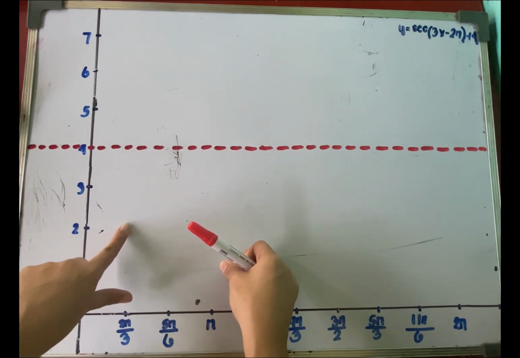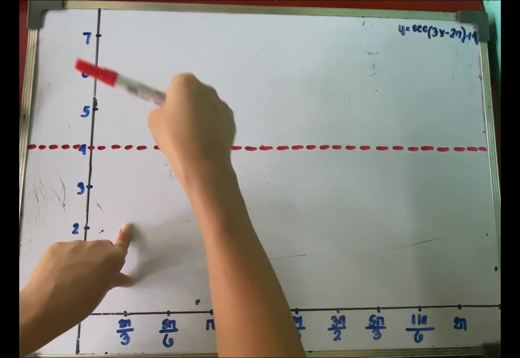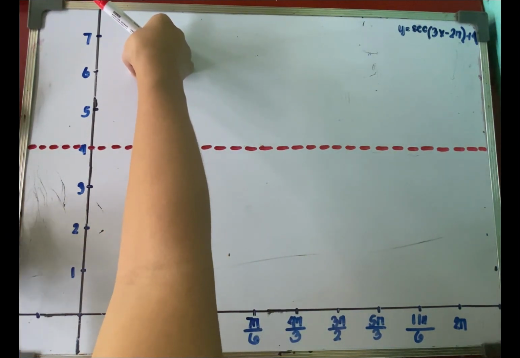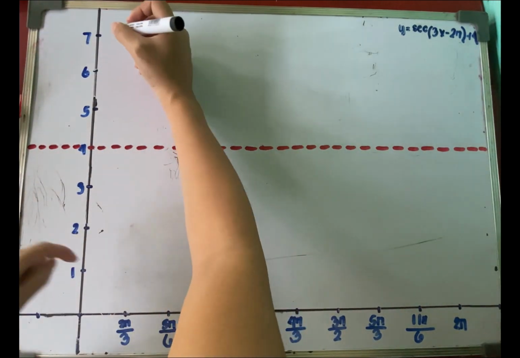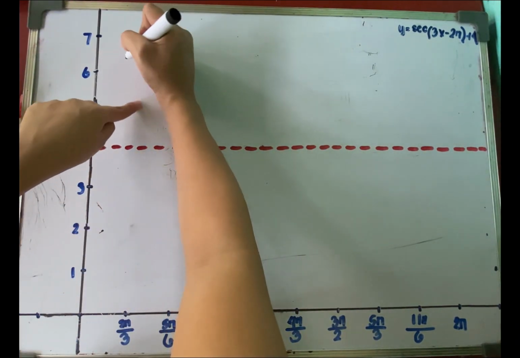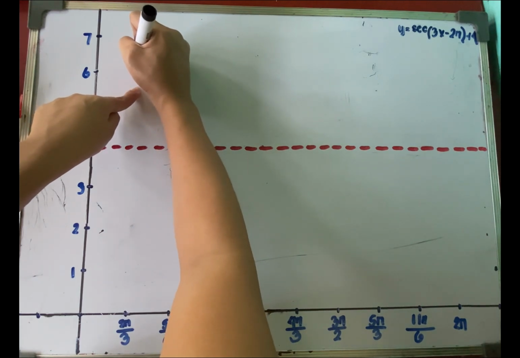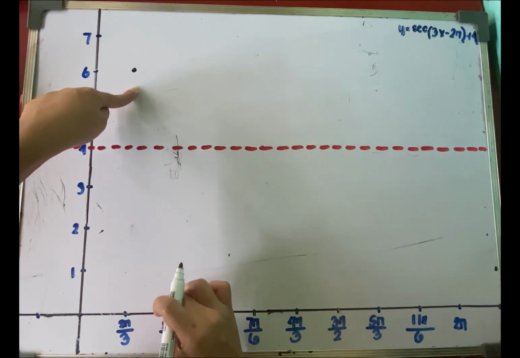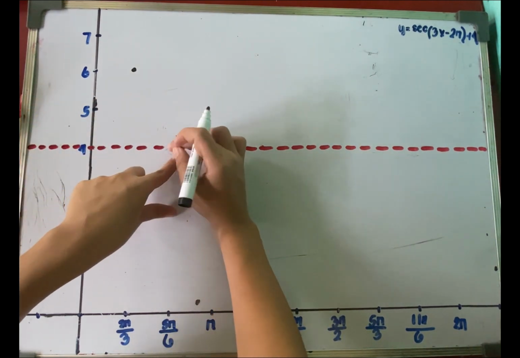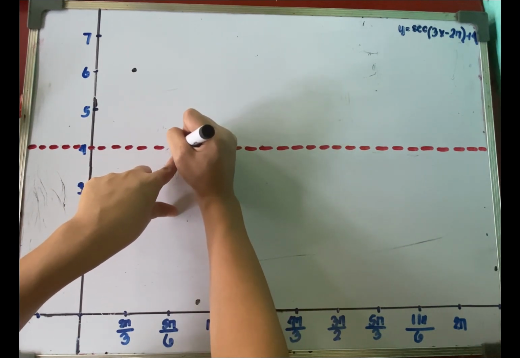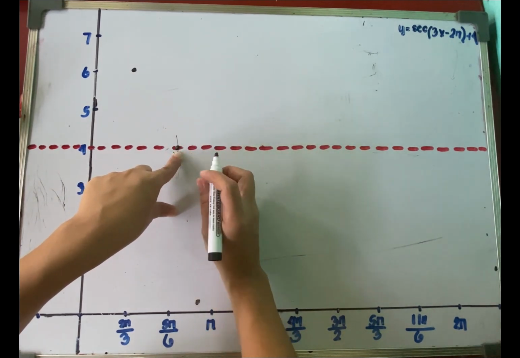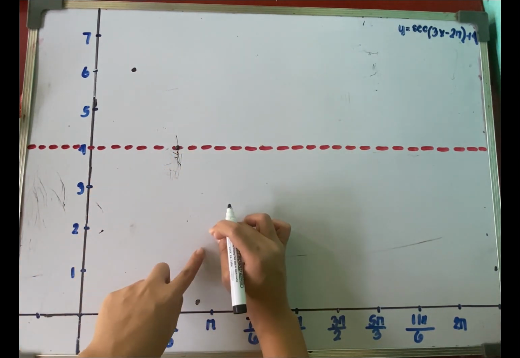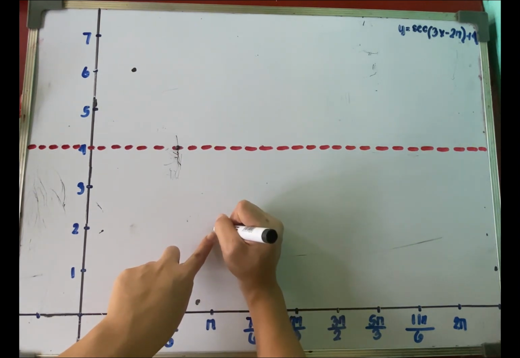And now let's do the cosine graph first, which we have to plot first. So we have to plot our 2 pi over 3 at 6. Our 5 pi over 6 is at 4. And our pi is at 2.